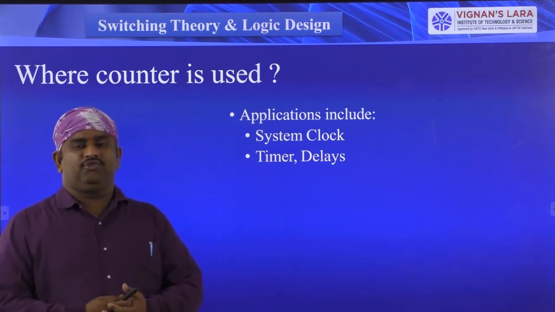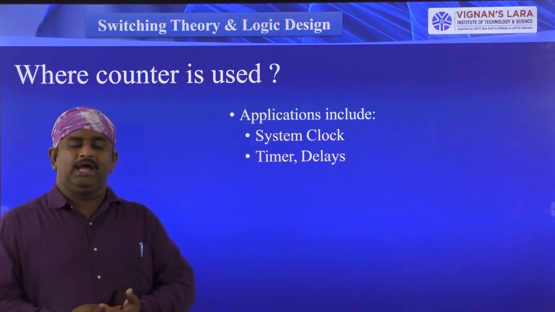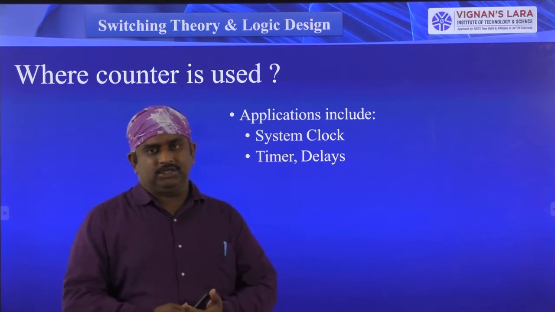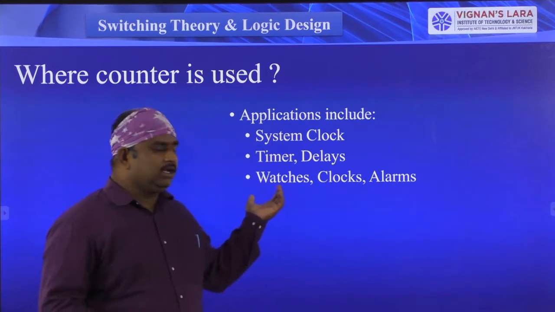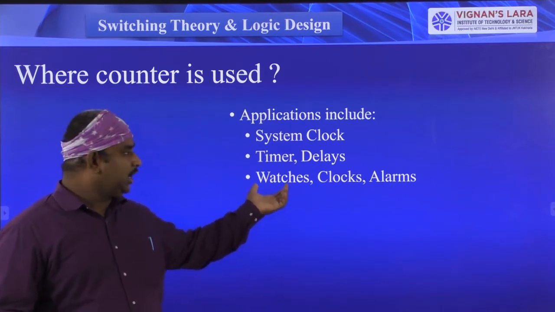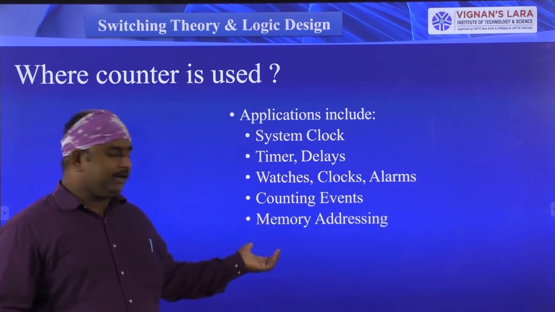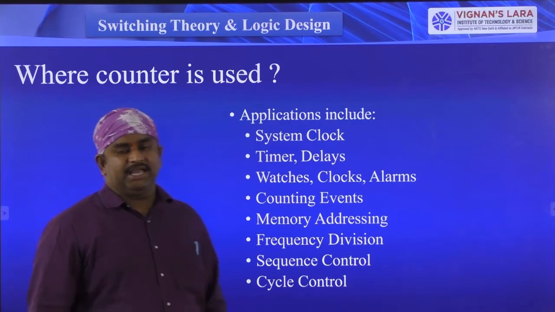Based on that information, you can analyze how much time you have taken to complete a 100 meters race or a 200 meters race or a 500 meters race. Like that, you can use timers and delays. Next, counters can be used in watches, clocks, alarms, and counting events. Next, memory addressing, frequency division, sequence control, and cyclic control.